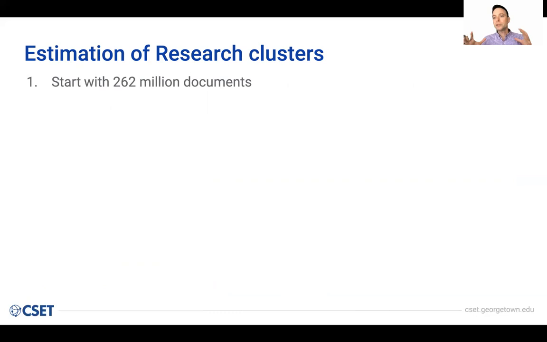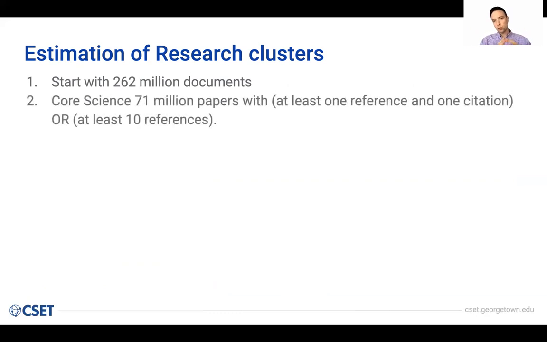So we start with 262 million documents. Then we look at the core science. For a document to be in the core science, it needs to have either one reference and one citation, or at least 10 references. And there are 71 million documents in this core science dataset.